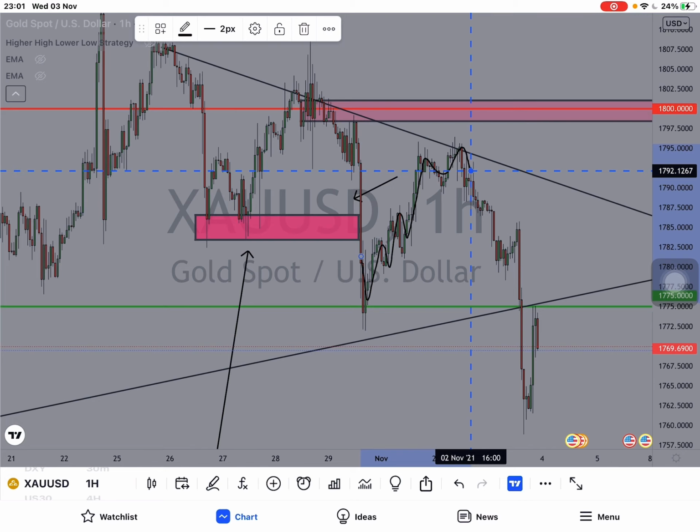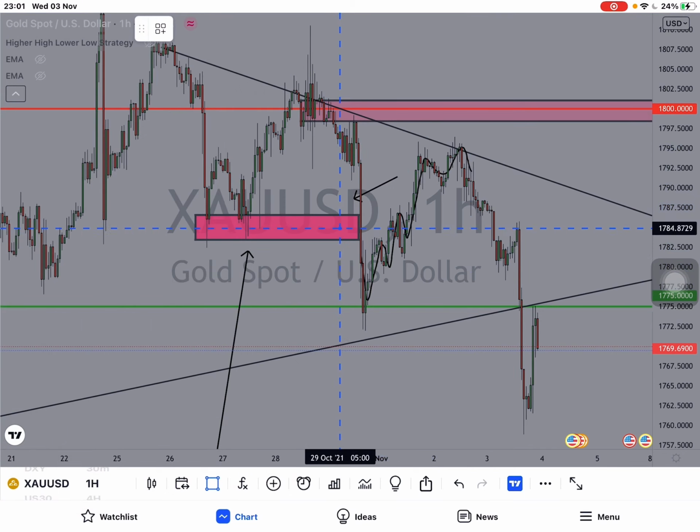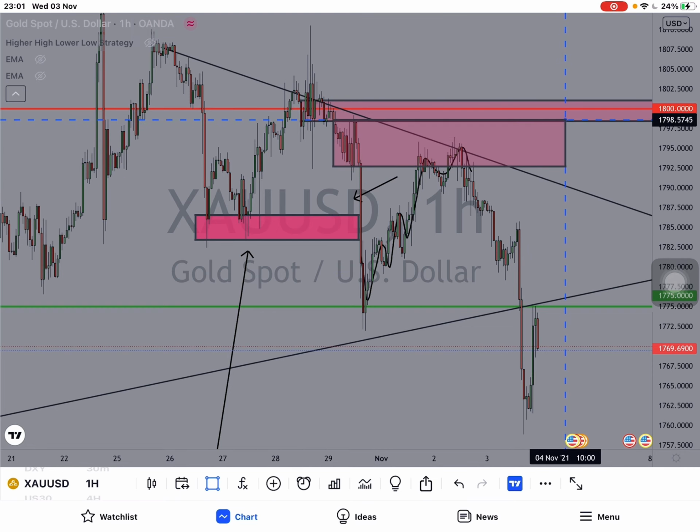Now I want you to take a look at this area right here. This cluster of candles here means that there is some type of liquidity in this area. So that cluster of candles will tell you that there's something going on in that area. And once we put that block around there, we can clearly see that the market reacted to that zone.